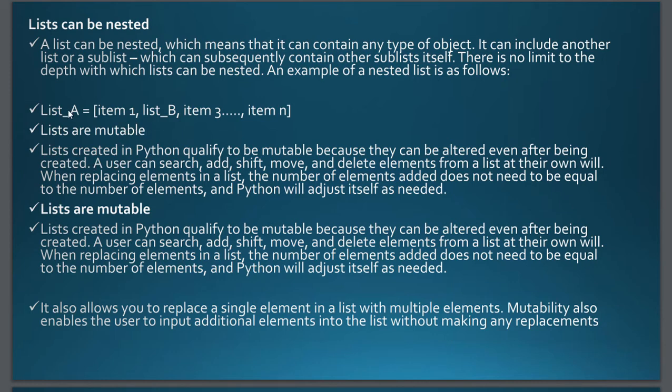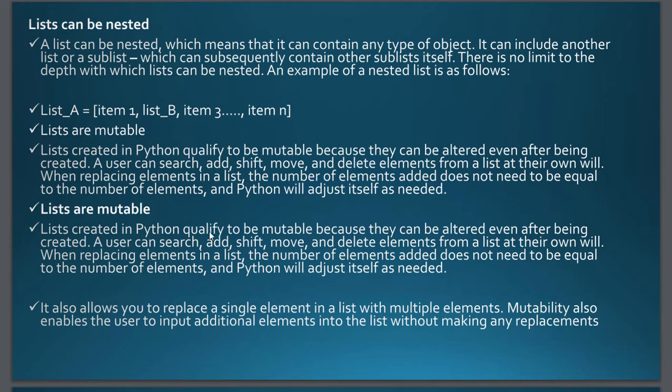Lists are mutable. Lists created in Python qualify as mutable because they can be altered even after being created. A user can create, search, shift, move, and delete elements from the list in their own way by replacing an element. Python will adjust itself as needed. Lists are mutable.